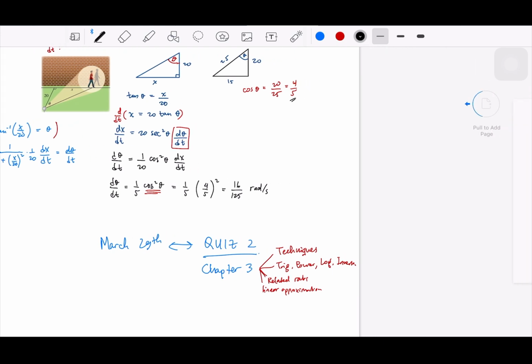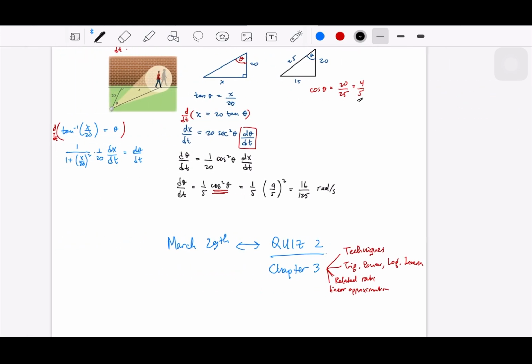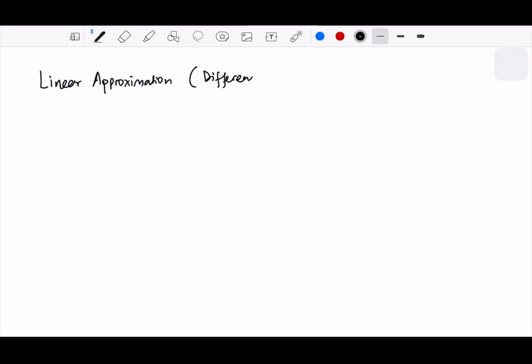Okay, now let's move on to the next section. This is the linear approximations, or we call them the differentials.